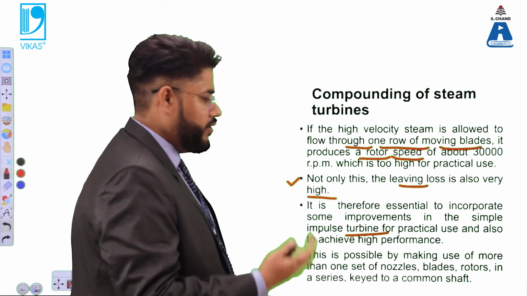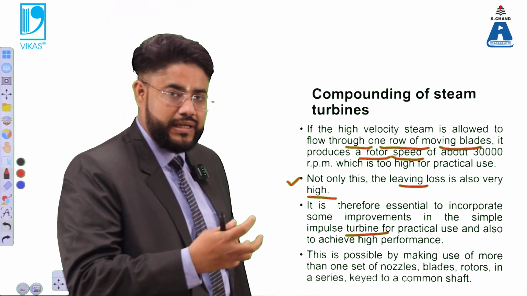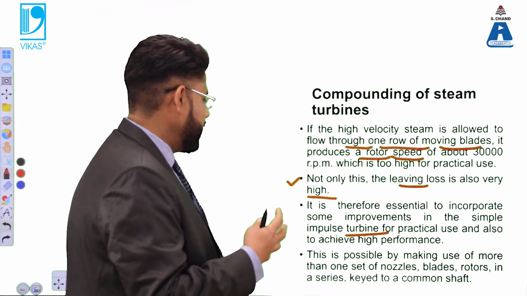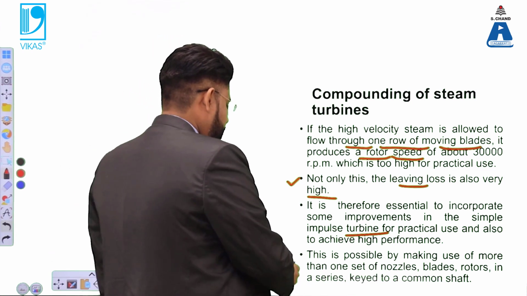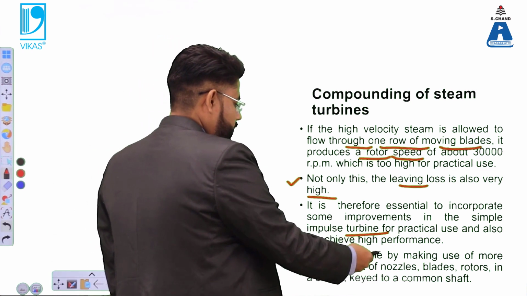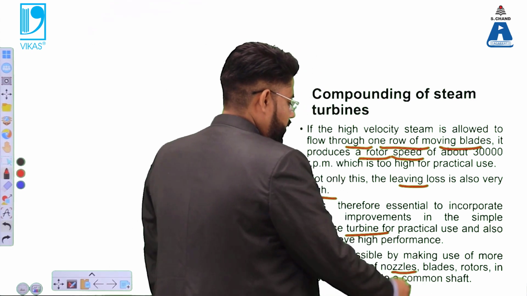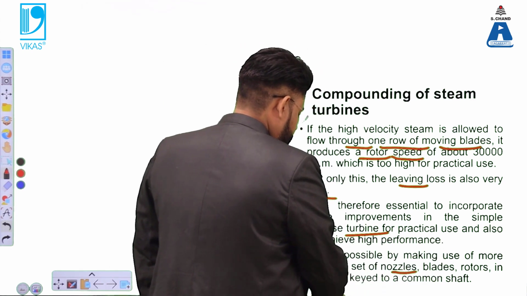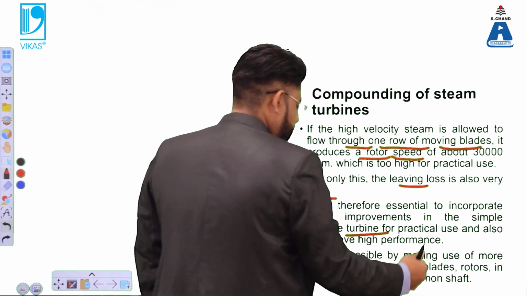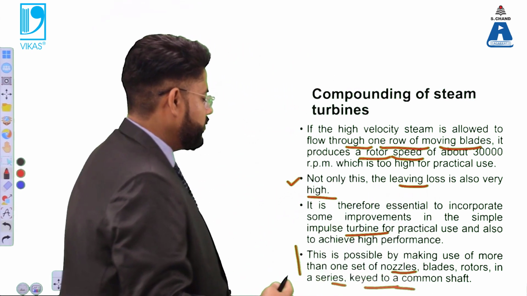And why do we use it? In order to extract more energy and to achieve high performance. This is possible by making use of more than one set of nozzles, or you can say blades or rotors, in series, and they are attached to a common shaft.